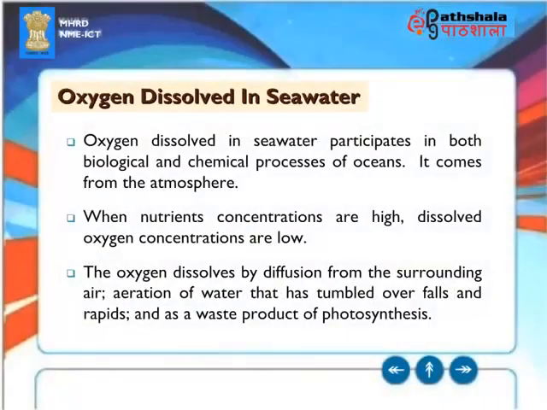Oxygen dissolved in seawater participates in both biological and chemical processes of oceans. It comes from the atmosphere. When nutrient concentrations are high, dissolved oxygen concentrations are low. The oxygen dissolves by diffusion from the surrounding air, by aeration of water that has tumbled over falls and rapids, and as a waste product of photosynthesis.